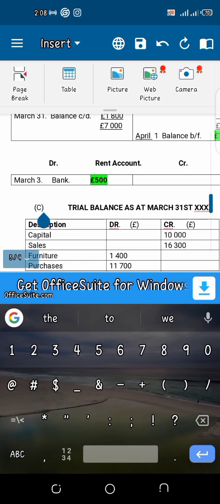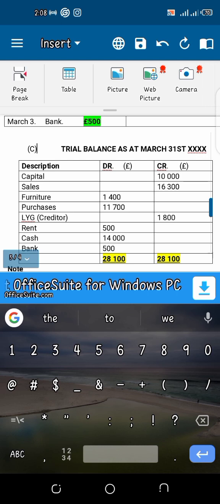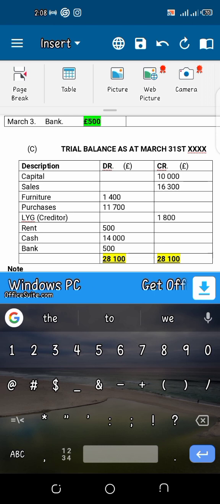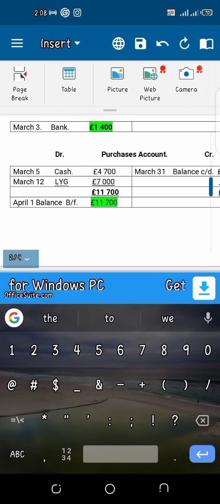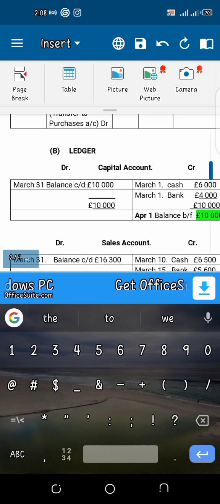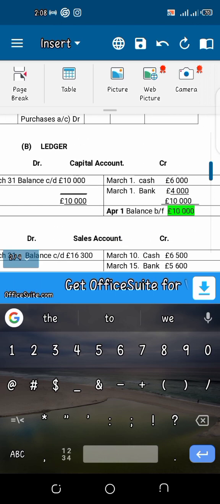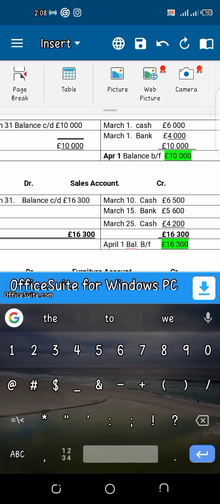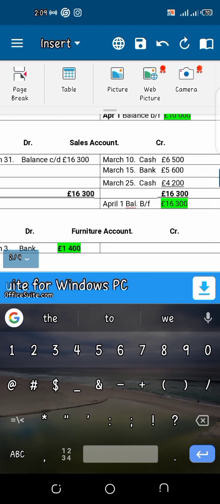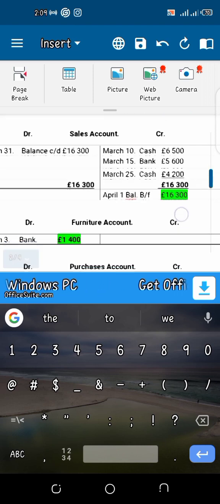So, trial balance. The trial balance is a list of all balances extracted from the ledger to test the arithmetical accuracy of the ledger entries. So all the balances we have from the ledger: capital was £10,000, as we can see here, £10,000. Sales was £16,300, both at the credit side of the ledger account.